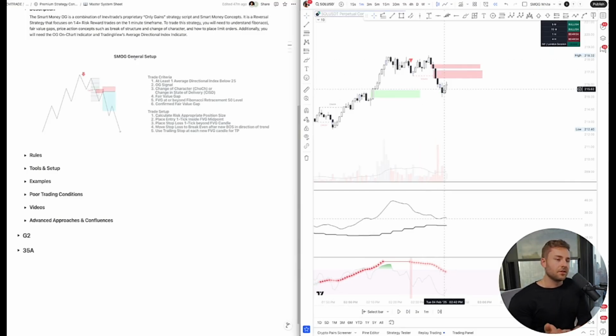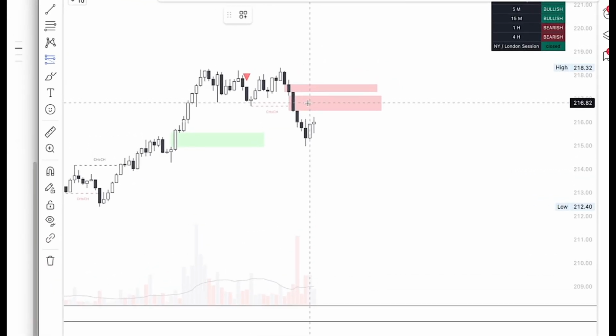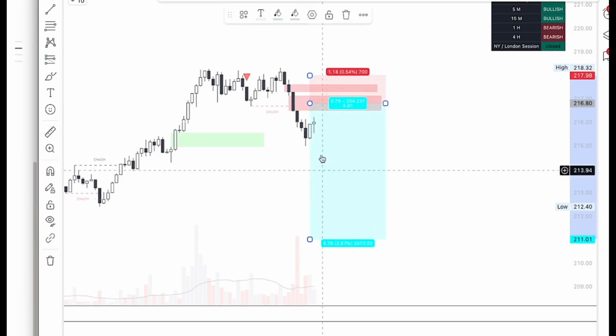Nothing's etched in stone necessarily, but I find that I do want to make sure I'm being more selective on the trades that I'm taking, because it's easy to just get stopped out if you're not careful to be selective. I'm using that to be selective. So on trade setup, you're basically calculating risk appropriate to your position size. You're entering one tick inside the midpoint of the fair value gap. What I'm doing when I'm entering positions is I'm just looking at the midpoint and going a little bit inside of it in the direction of my trade and then placing my position there.